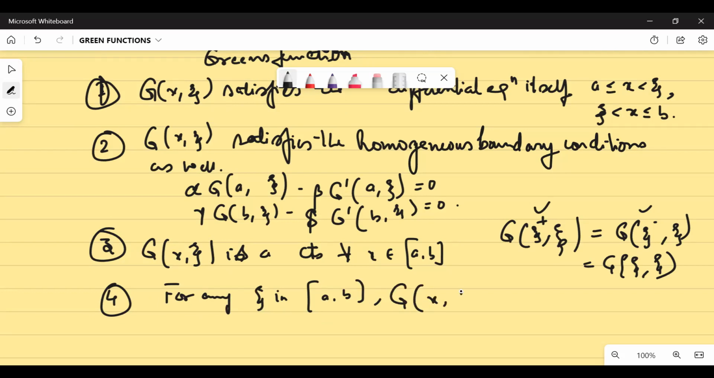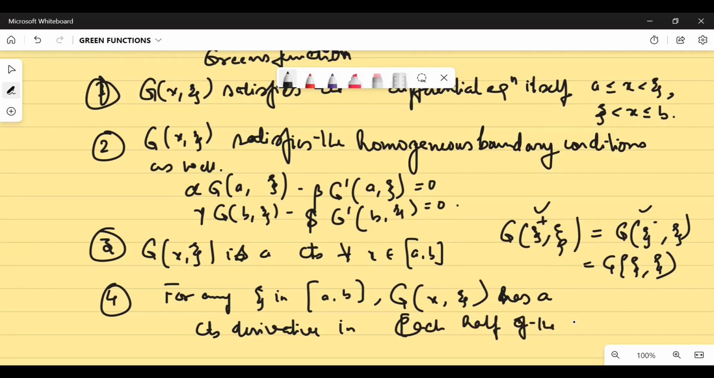g(x, zeta) has a continuous derivative in each half of the interval. In each half of the interval it is continuous, that is not a problem, but it is discontinuous at zeta. Here if you find the derivative, it will be continuous. Here also it will be continuous, but it will be discontinuous at zeta. So at zeta, where this particular function is breaking, you will find that your first order derivative is discontinuous.